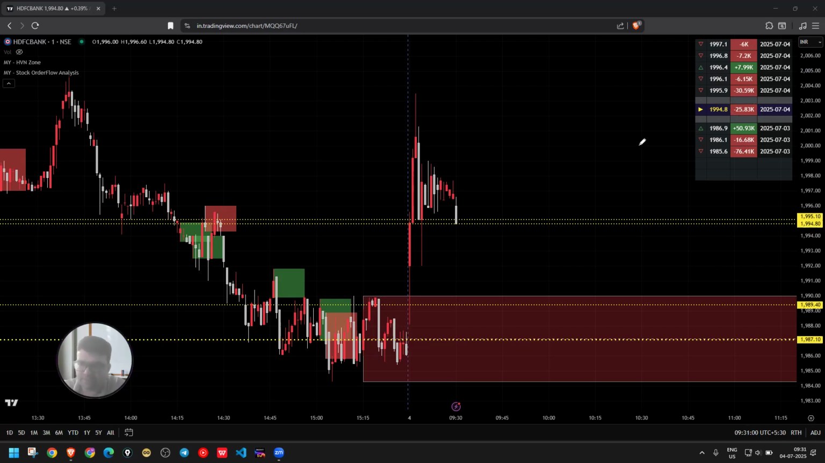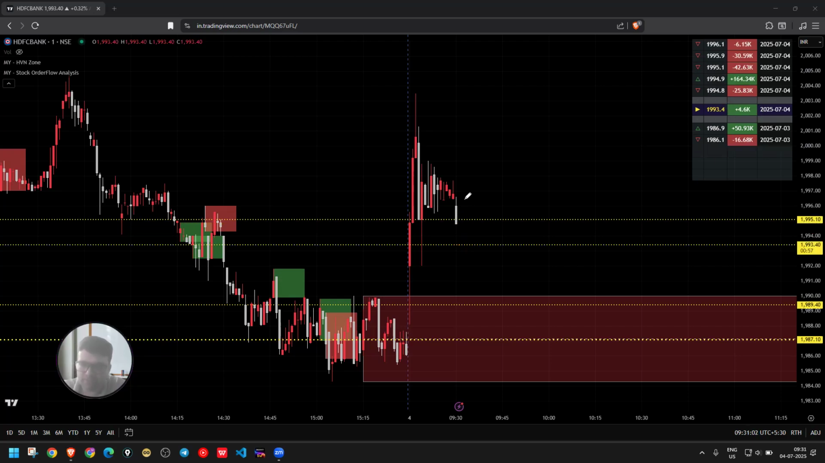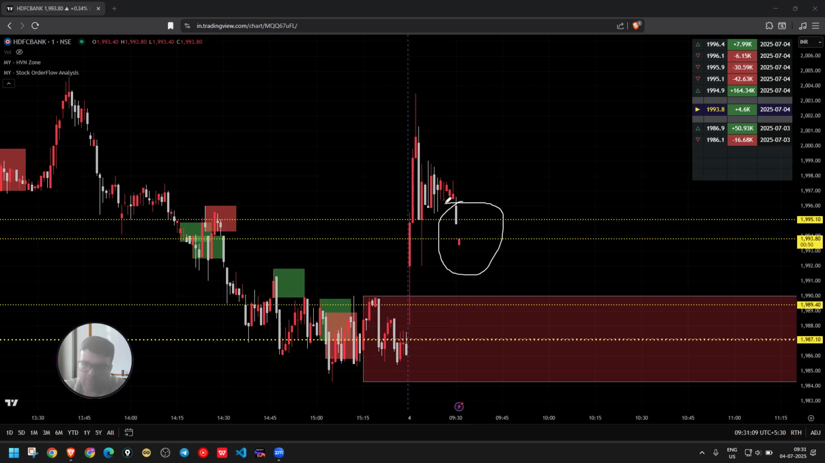Now the price is trying to reach my level, and we are below that level. So the delta has turned negative. Yep, the flush has come in. So this is where the inventory is getting absorbed by big players.